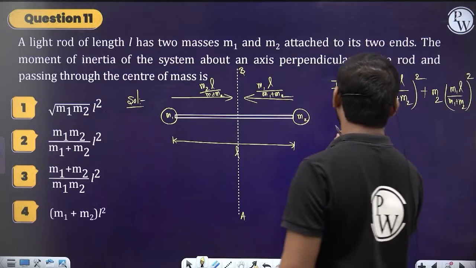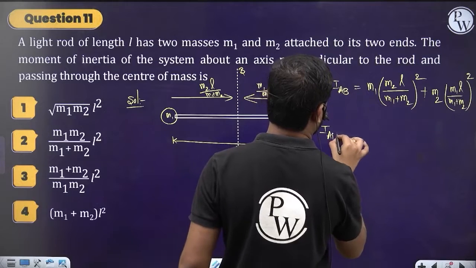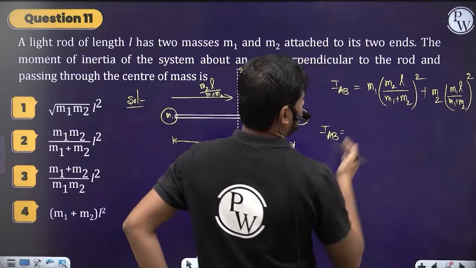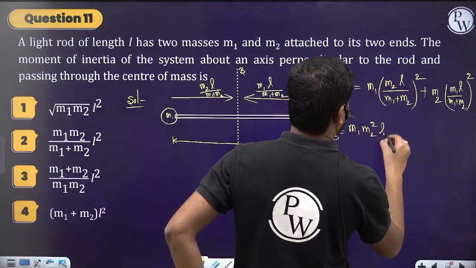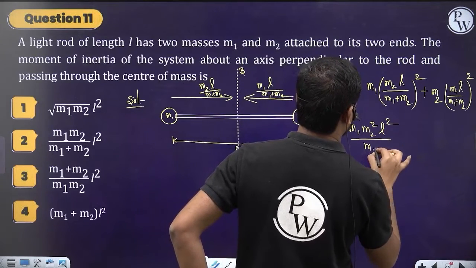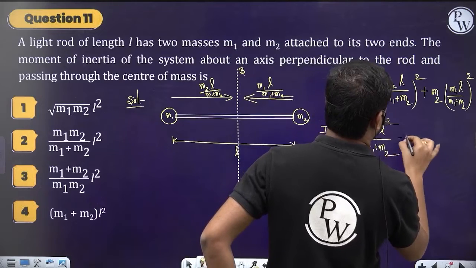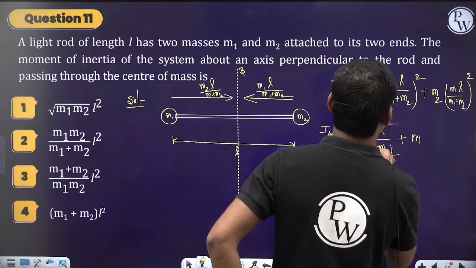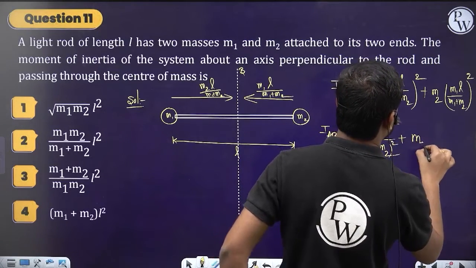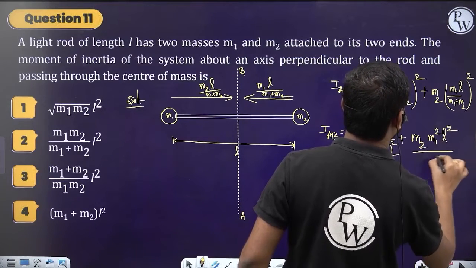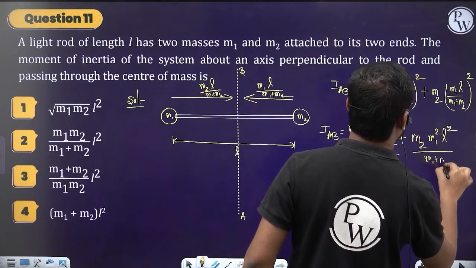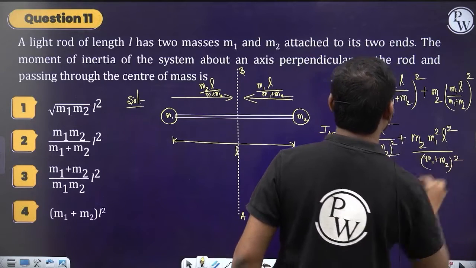So here the moment of inertia about AB will be equal to M1 M2 square L square by (M1 plus M2), plus M1 plus M2 whole square, so here M2 into M1 square into L square by (M1 plus M2) whole square.